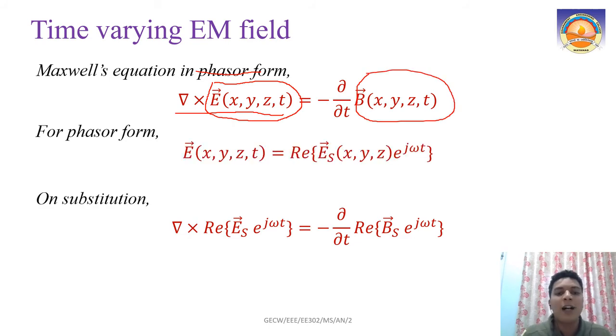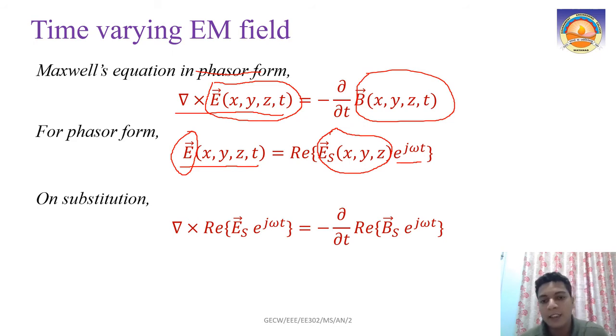So for phasor form, what should we do? This vector E of x, y, z, t can be written as the real part of Es of x, y, z, times e raised to j omega t. Our phasor form is a function of only the space variables. In place of vector A, I am just replacing it with the vector E. So similarly, you will have Es here.